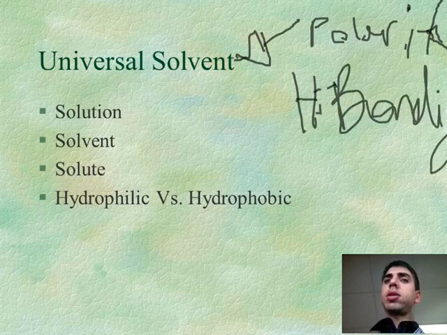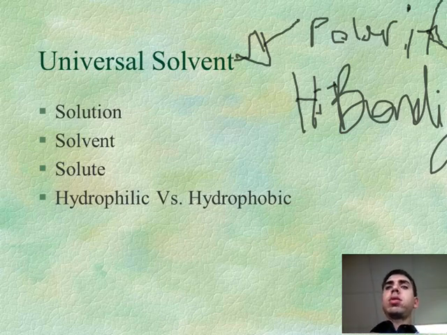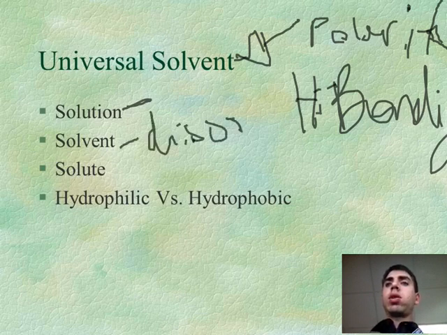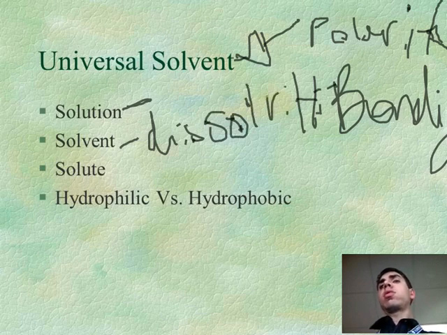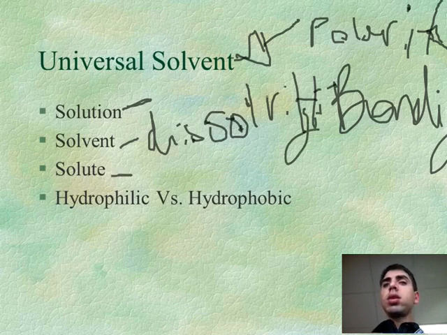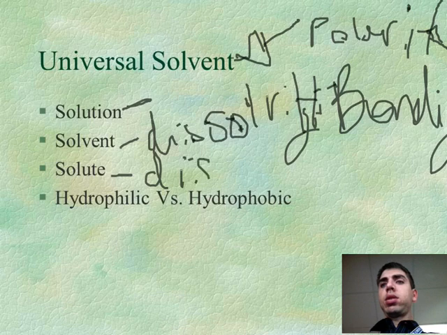So, with hydrogen bonding and polarity, if you don't remember, a solution is a mixture of both the solvent and the solute. The solvent is what's doing the dissolving. This is the one that's doing the dissolving. That's why water is known as a universal solvent. And the solute is the one that is being dissolved.